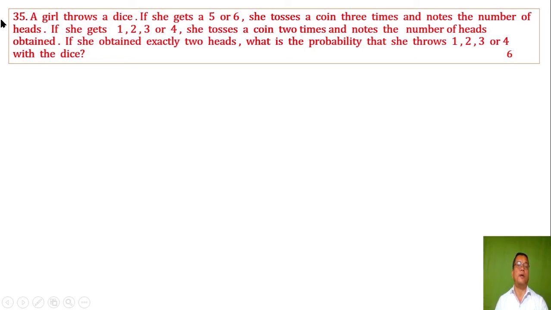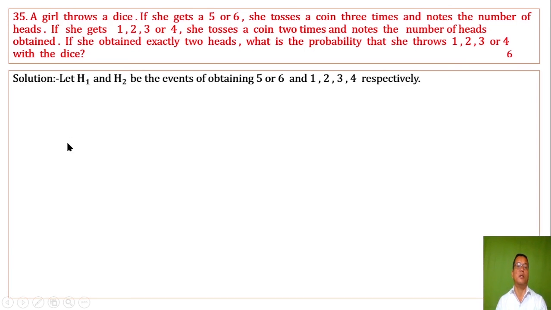Question number 35. A girl throws a dice. If she gets a 5 or 6, she tosses a coin 3 times and notes the number of heads. If she gets 1, 2, 3, or 4, she tosses a coin 2 times and notes the number of heads obtained. If she obtains exactly 2 heads, what is the probability that she throws 1, 2, 3, or 4 with the die? 6 marks.